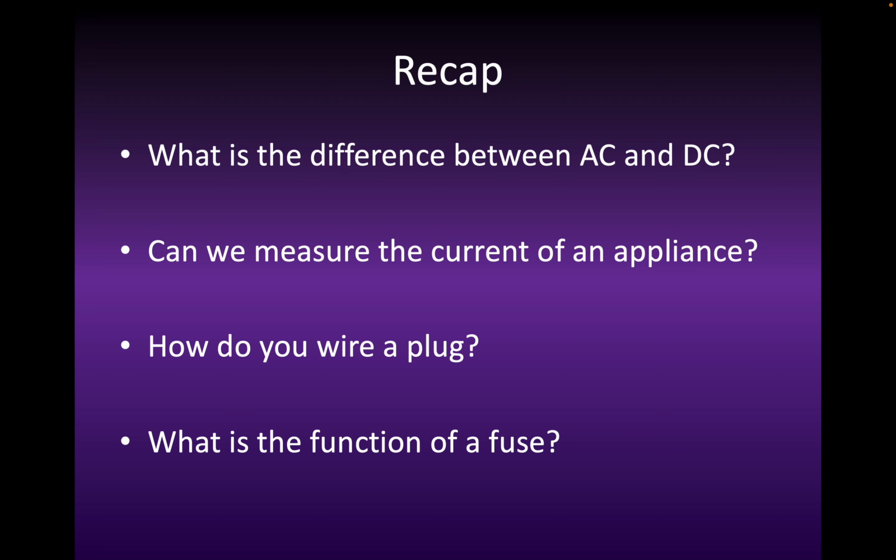So you need to recap what the difference is between AC and DC, and how we can measure the current of an appliance. I think they mean how we can calculate the current of an appliance. To measure it, you'd use an ammeter. To calculate it, you need to know the power and the voltage, and if you divide the power by the voltage, you will work out the normal operating current for that device.